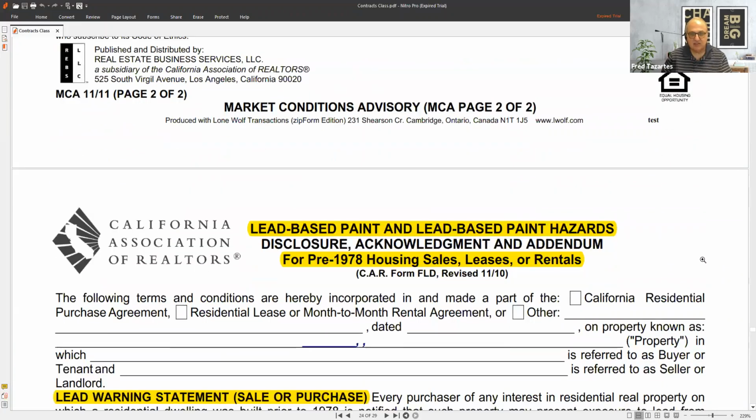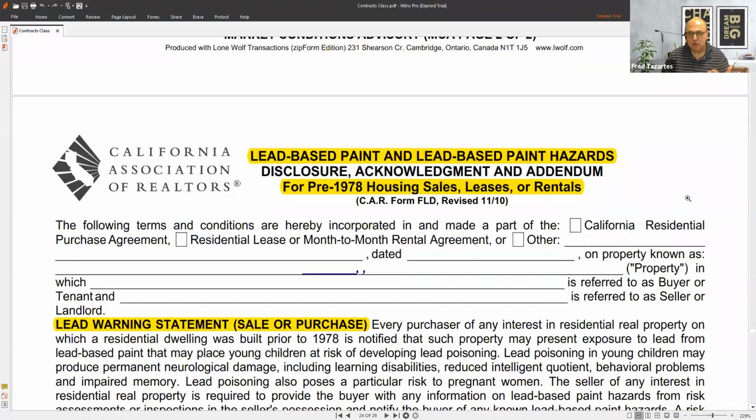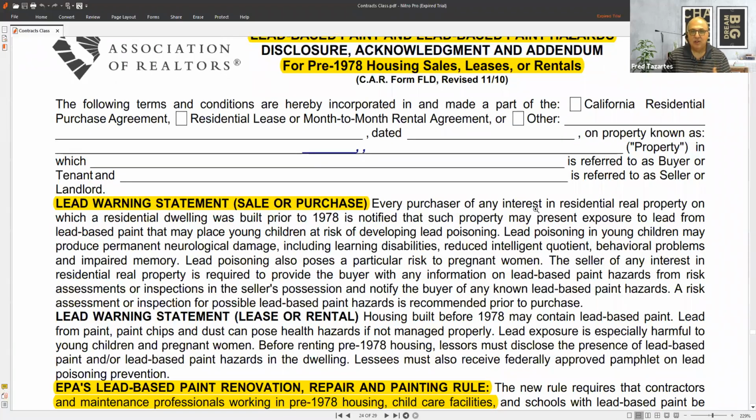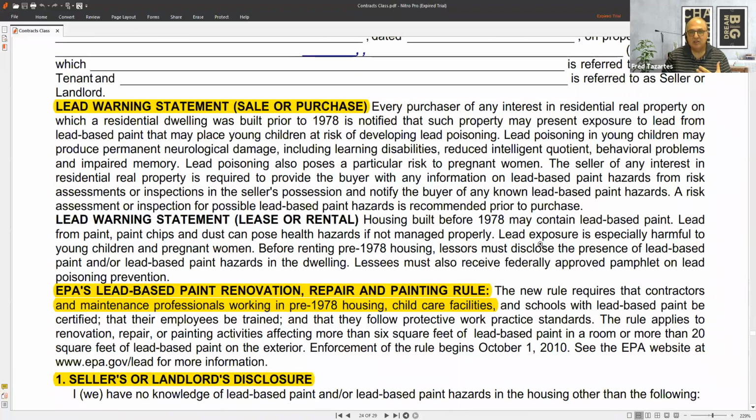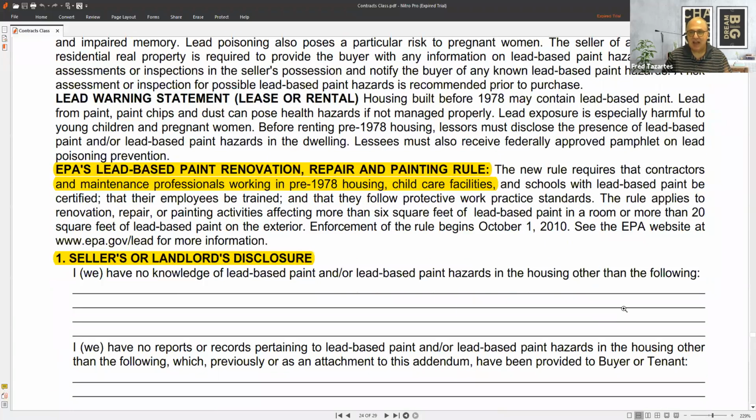Lead-based paint, like I said, this only applies to 1978 and before. I see a lot of agents use this for every deal. It really doesn't apply, only if it's before 1978. So what it basically says is before 1978, lead-based paint was allowed. Okay, so was your house painted with lead-based paint?